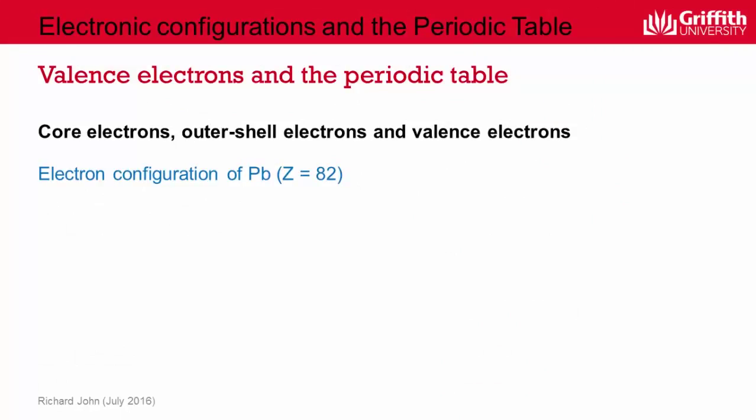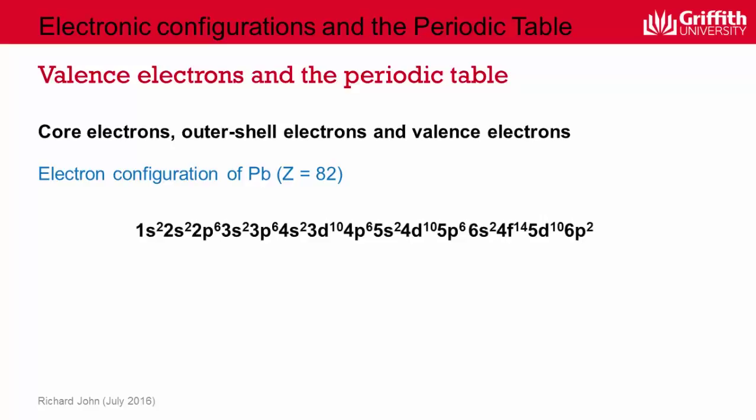So in previous videos, we saw that we could write down the electron configuration for any element on the periodic table by using the Aufbau principle or by using the periodic table itself as a guide. And we specifically determined the electron configuration of lead.